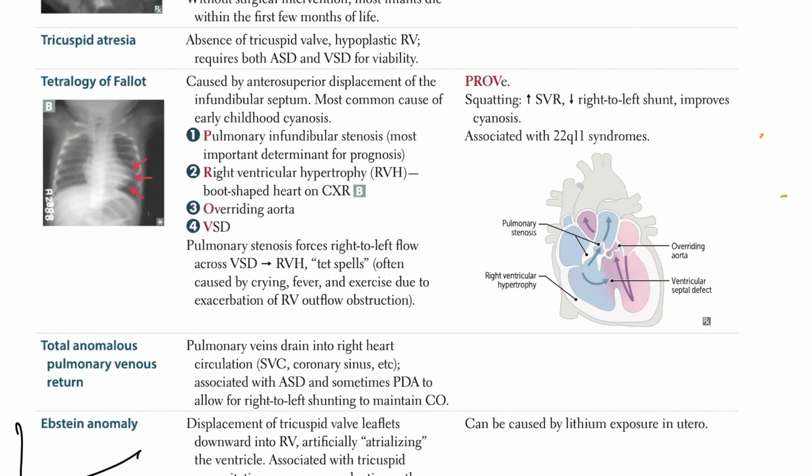And that is all. Also high yield is the boot shaped heart on the chest X-ray. Boot shaped heart on chest X-ray: tetralogy of Fallot.